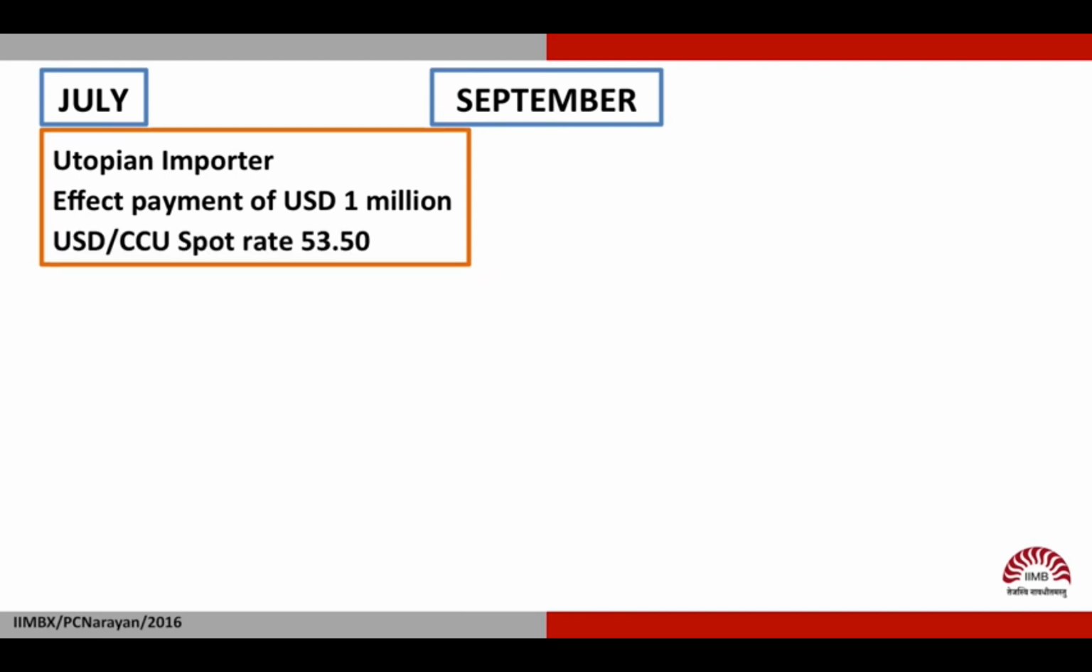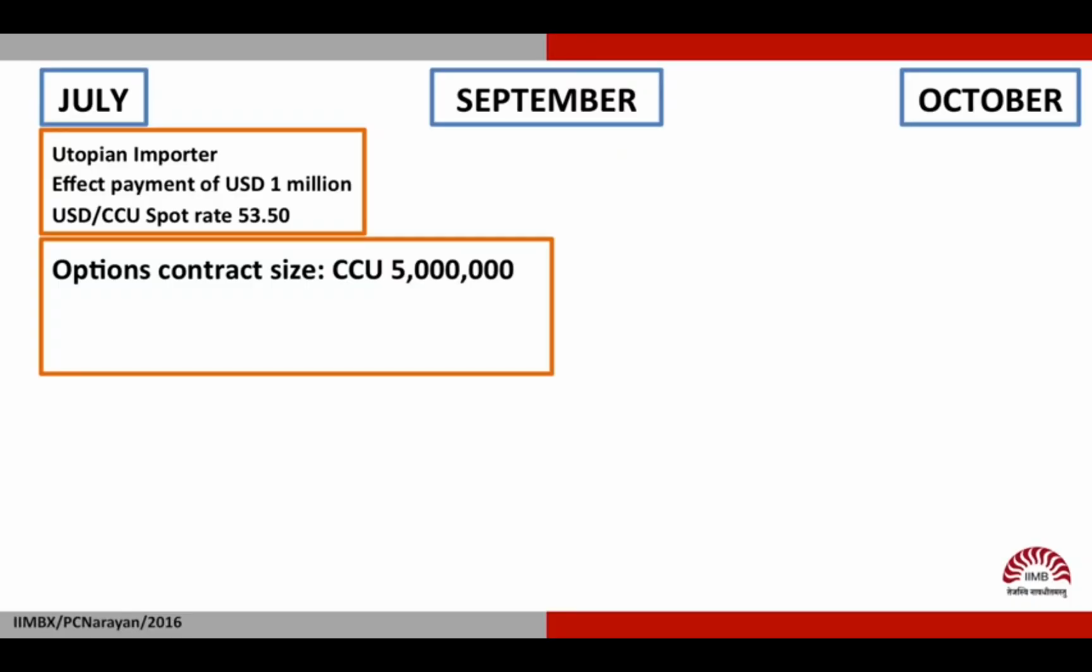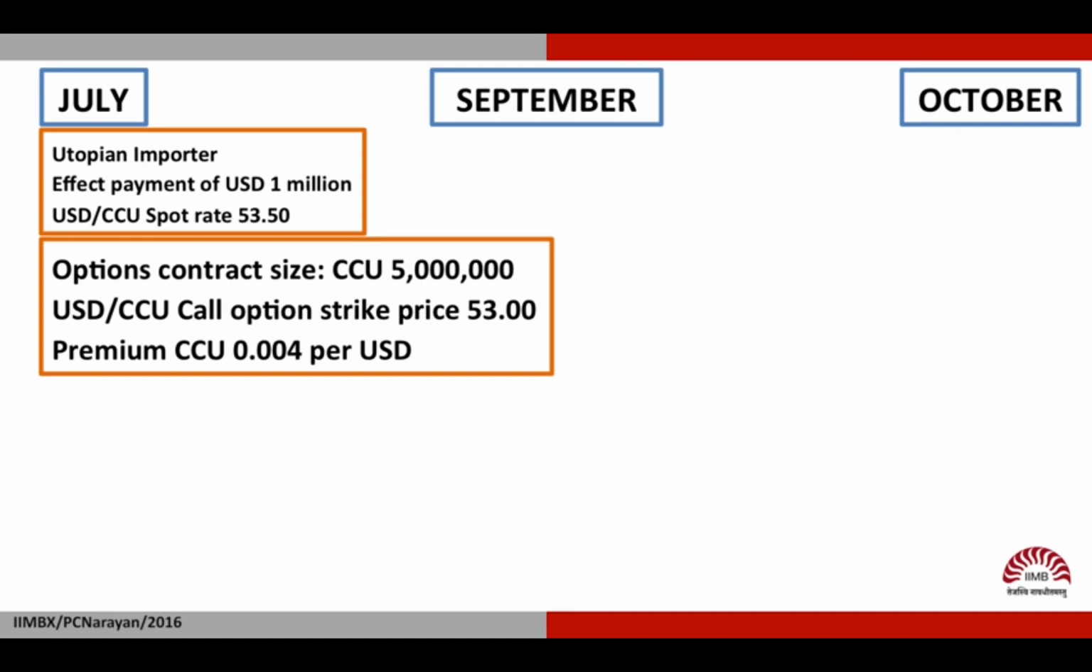The spot USD CCU spot rate is 53.50, CCU being the currency of Utopia. The options contract size is 5 million CCU. So every option unit is 5 million CCU. The October USD CCU call option at a strike price of 53 and a premium of 0.004 per US dollar is available in the options exchange.